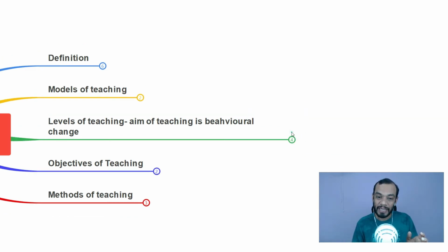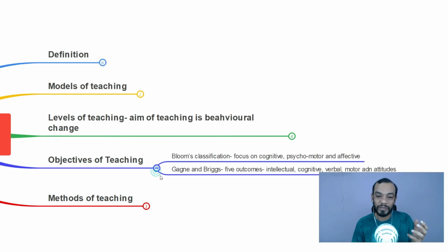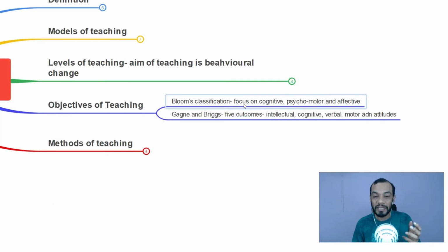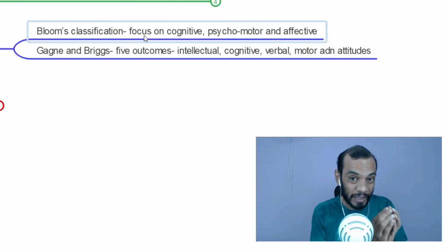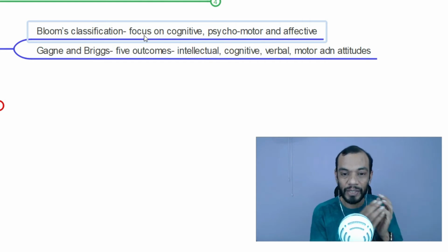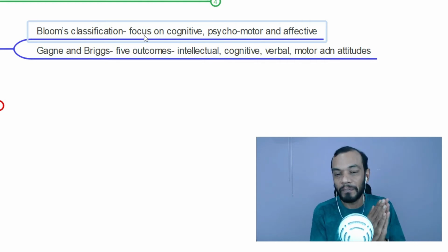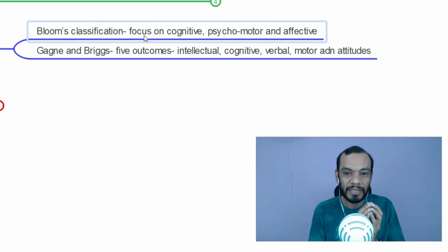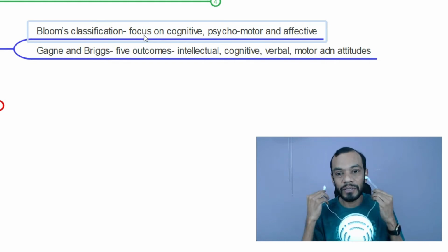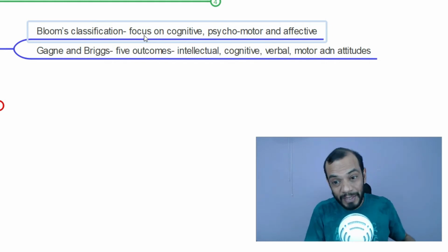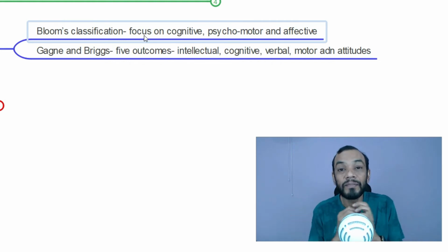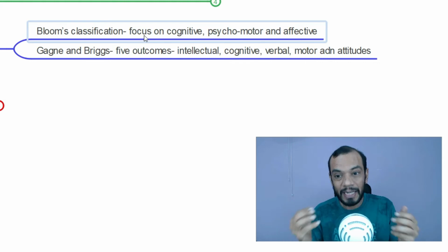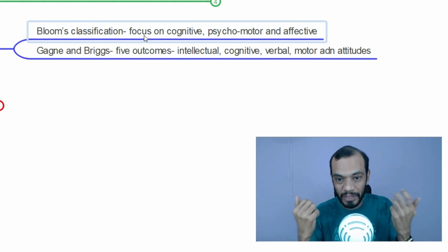And now we come to the next part, which is what are the objectives of teaching. And there are 2 major classifications based on the outcome. Remember, whenever we use the word teaching, it is based on the outcome. We expect something from the student. And the first one is known as Bloom's classification. Bloom's classification gives importance to 3 things, which is the cognitive level, psychomotor, and affective. As I told you, cognitive is acquiring knowledge, psychomotor is acquiring skills, and the third one, affective, means emotional maturity.